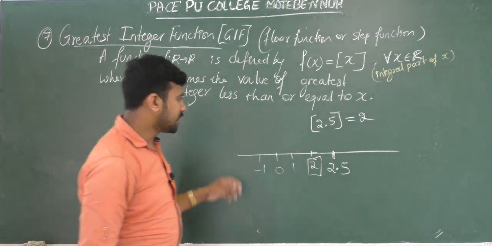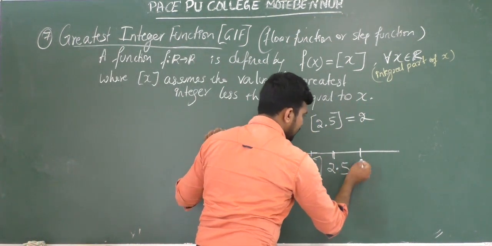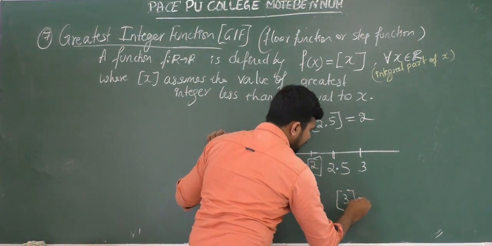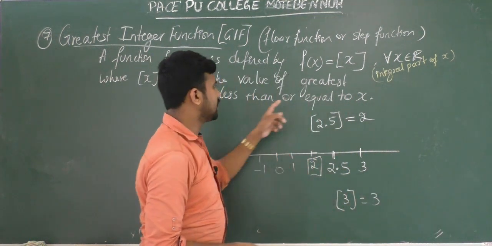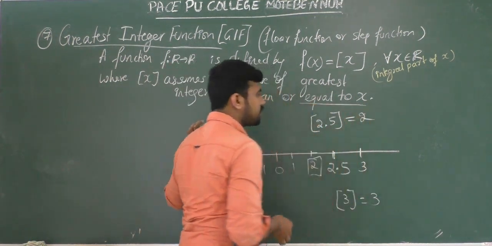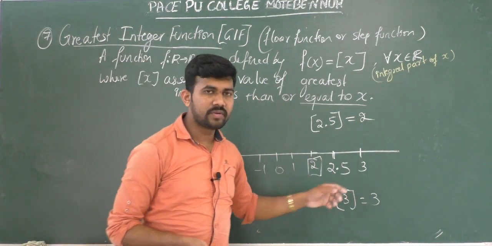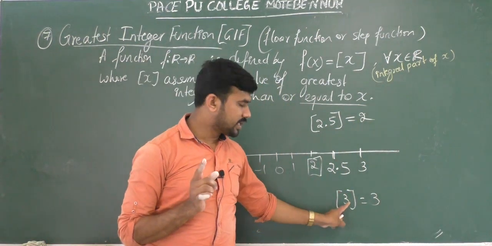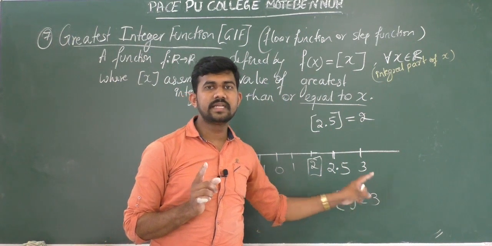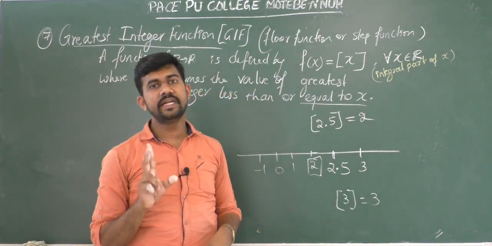Okay. If you consider 3, what is the integral part of 3? 3 itself, because here the value is equal to x only, equal to 3. See, integral part of 3 is 3 itself, because 3 itself is an integer.